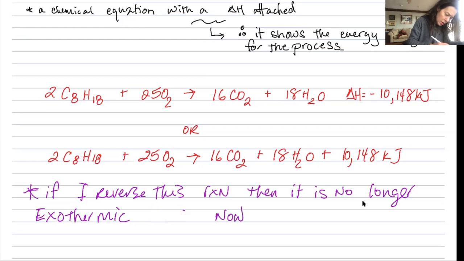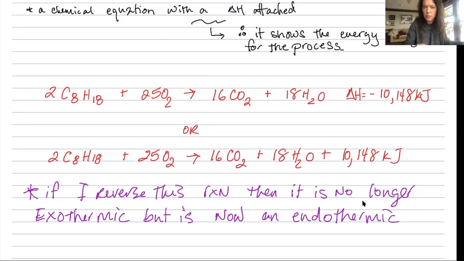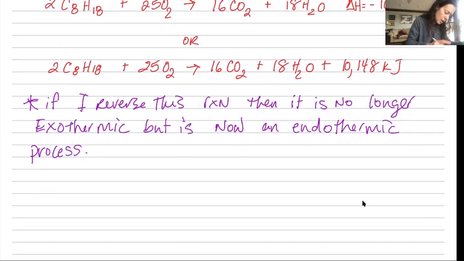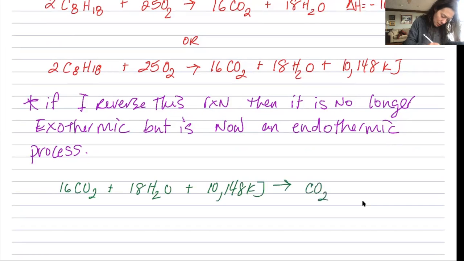Let's make that look a little bit better. Right, but is now an endothermic process. It's just the reverse. If it releases energy in one direction, then it would absorb energy in the other direction. It's easy to understand. So let's write the same reaction in the reverse, where the products become the reactants. And we would have to add 10,148 kilojoules in order to make this process occur. Oops, I need to make the reactants the products.